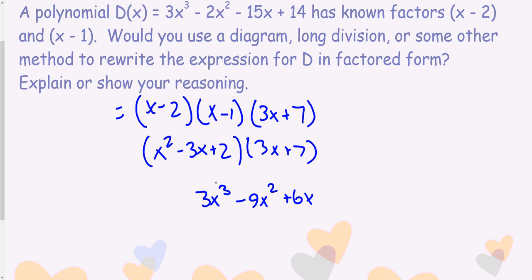Now we go on to 7. Plus 7x squared minus 21x plus 14. And so we get 3x to the third minus 2x squared minus 15x plus 14. And if I go back to the top, hey, look at that. It matched. Perfect.